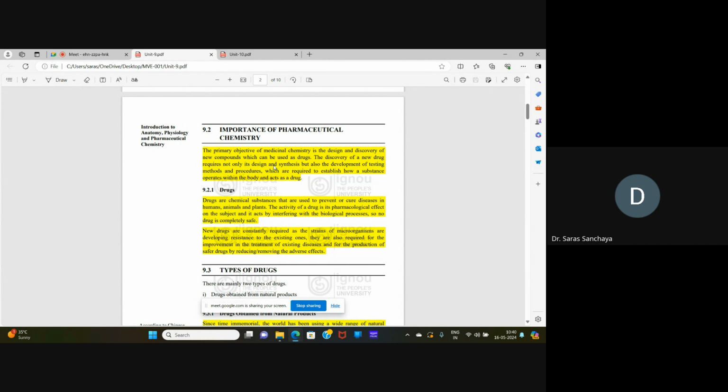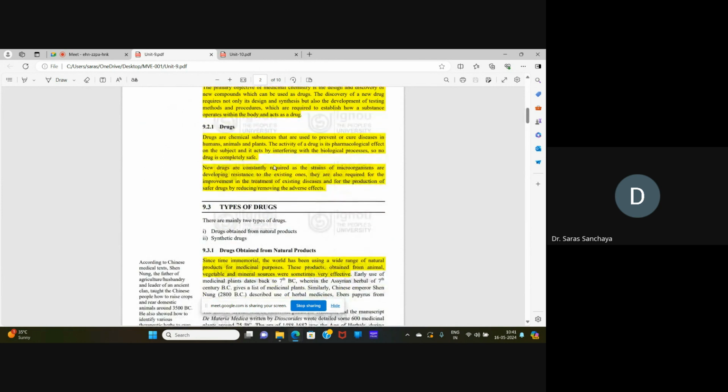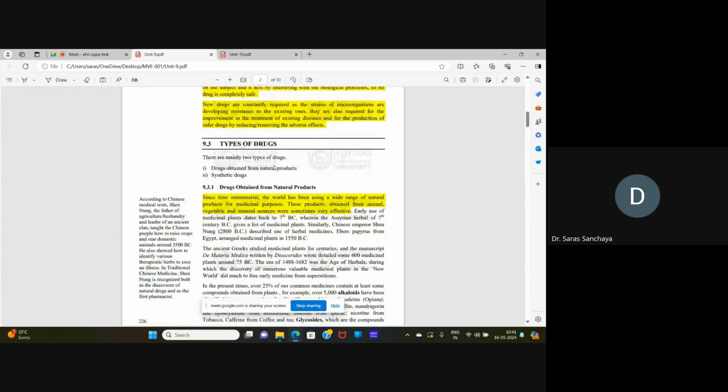New drugs are constantly required as the strains of microorganisms are developing resistance to the existing ones. That's why they are also required for the improvement in the treatment of existing diseases and for production of safer drugs by reducing or removing the adverse effects. Now, types of drugs: drugs from natural products and drugs from synthetic products.